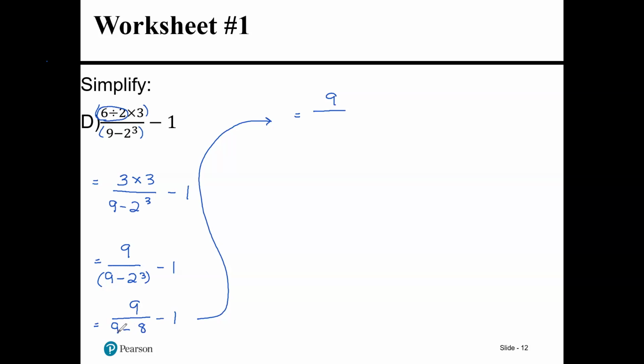So now doing the bottom here, we have 9 minus 8. It's going to be 1. So now we just have the division to take care of. Here is the division bar. So 9 divided by 1 is 9. And now we can finally do that last operator, the addition and subtraction part, and we're just left with 8.